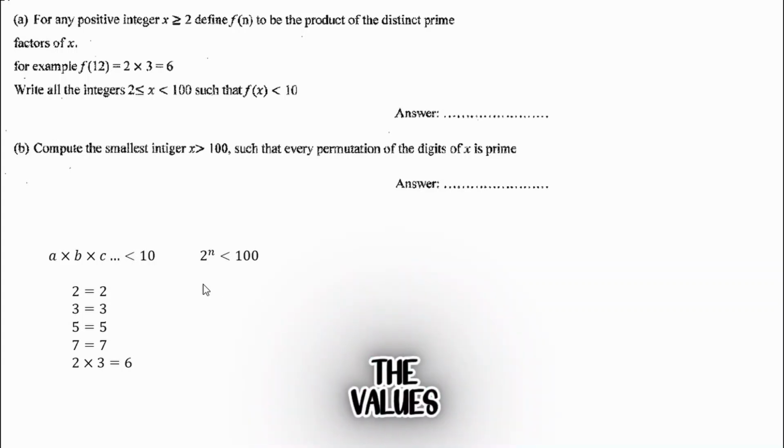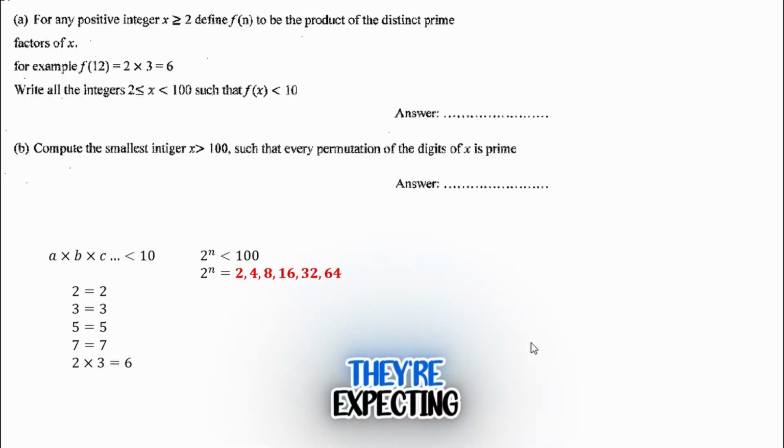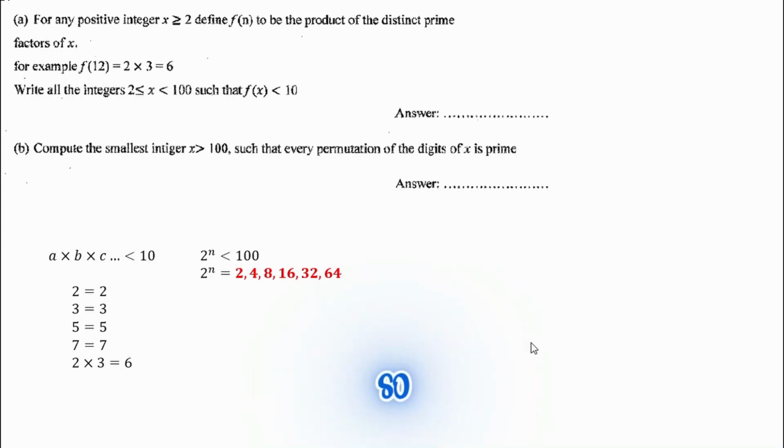So the values for 2 to the power n are 2, 4, 8, 16, 32, and 64. So these 6 numbers are some of the integers that they're expecting us to write for the answer. So now we have a ton more numbers to write down in this section. So now we are going to solve for more numbers.